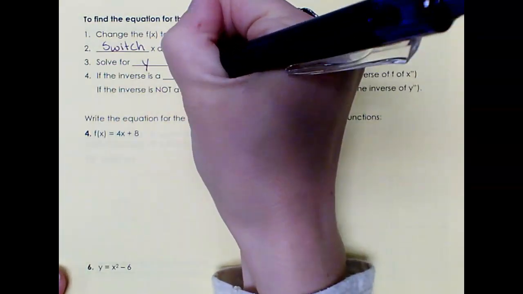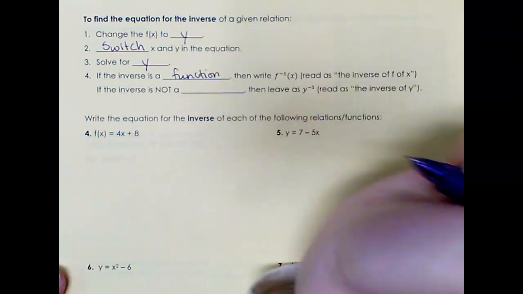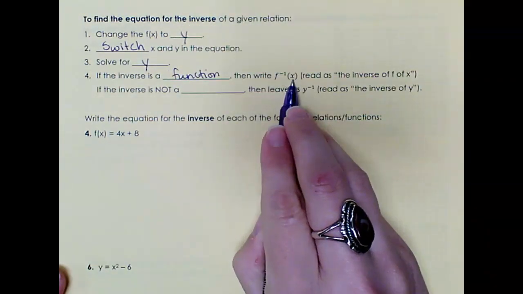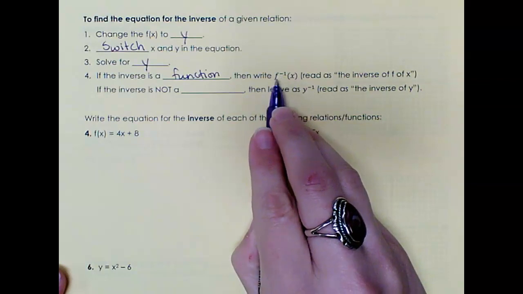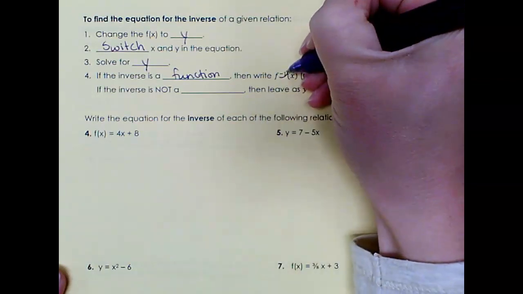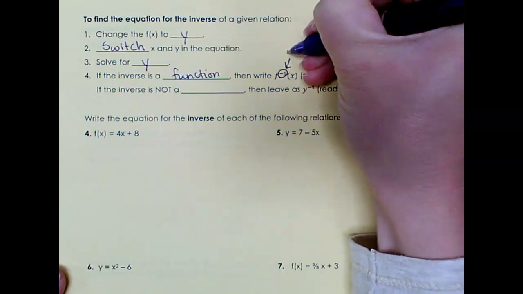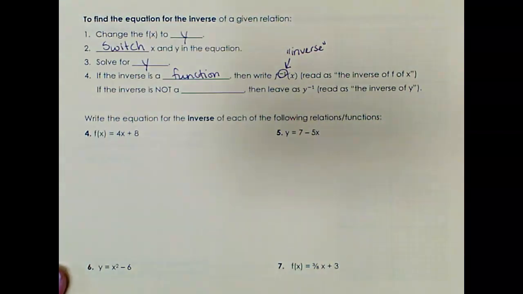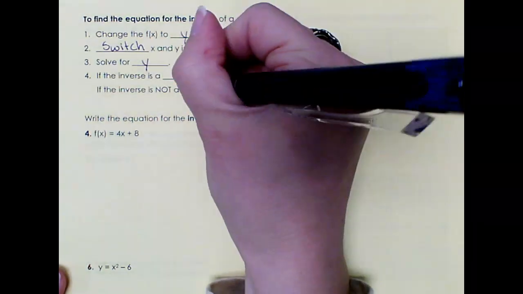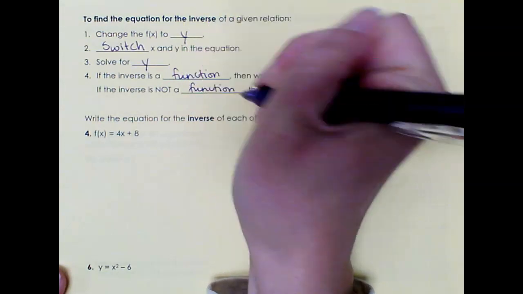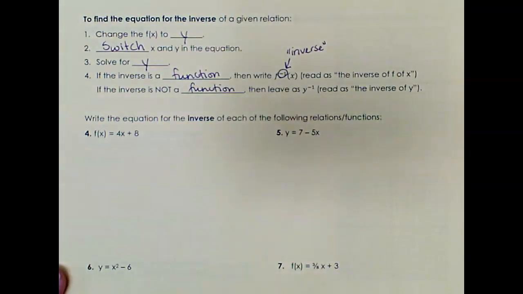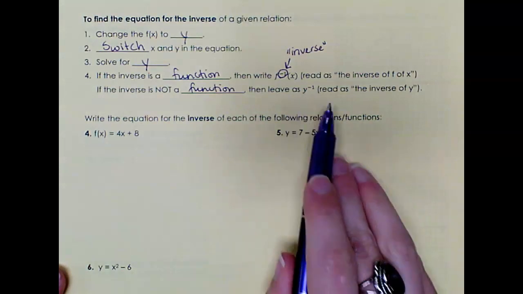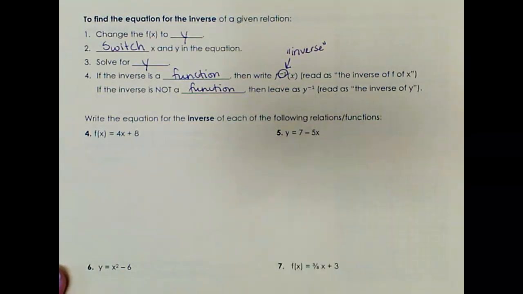And if the inverse is a function, you can rewrite it as this. The way you pronounce that is the inverse of f of x. This little mark kind of looks like to the power of negative 1. It's really not an exponent, but it means inverse. That's the way you denote an inverse. Now, if the inverse is not a function, it's still the inverse, but you can't include f of x because it's not a function. So you would write it like this, and it's read as the inverse of y. So you have to pay attention to your final inverse and determine if it's a function or not. And I'll show you how to do that in a moment.